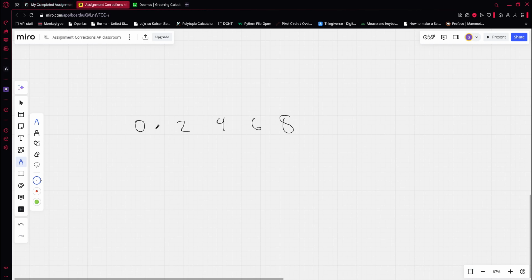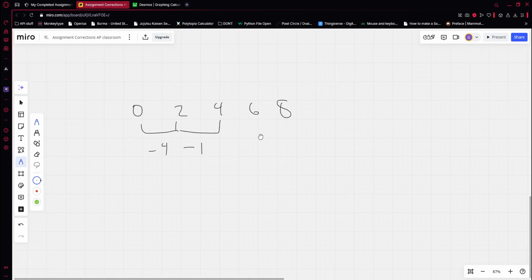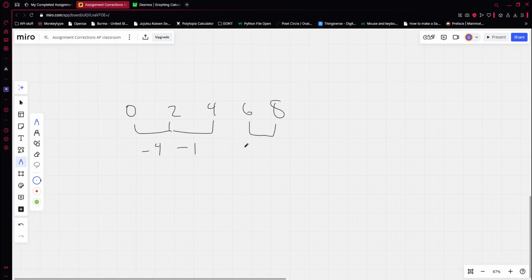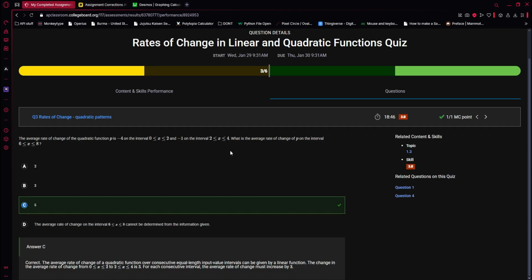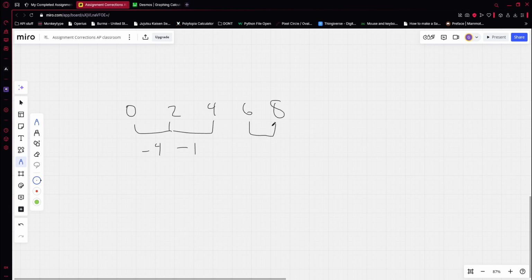This right here, negative 4. This right here, negative 1. This right here, what's this? What's this? What's this? Because 6 to 8 is what we're looking for. We skipped one. We need to determine what's here too.